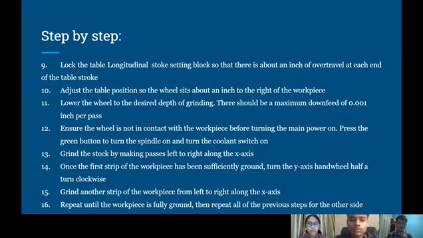Twelfth, ensure the wheel is not in contact with the workpiece before turning the main power on. Press the green button to turn the spindle on and turn the coolant switch on. Thirteenth, grind the stock by making passes left to right along the x-axis. Fourteenth, once the first strip of the workpiece has been sufficiently ground, turn the y-axis hand wheel half a turn clockwise. Fifteenth, grind another strip of the workpiece from left to right along the x-axis. Sixteenth, repeat until the workpiece is fully ground, then repeat all the previous steps for the other side.